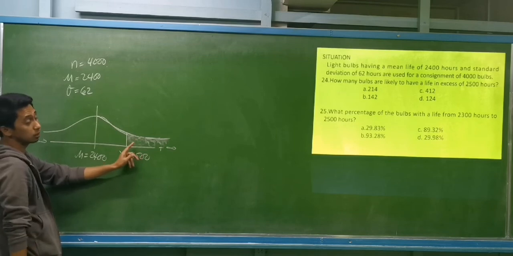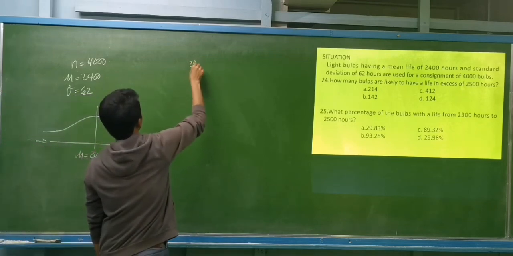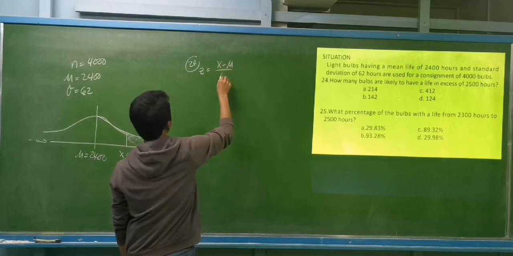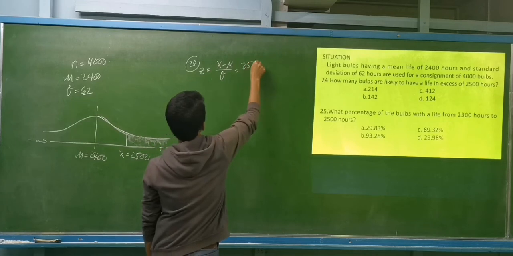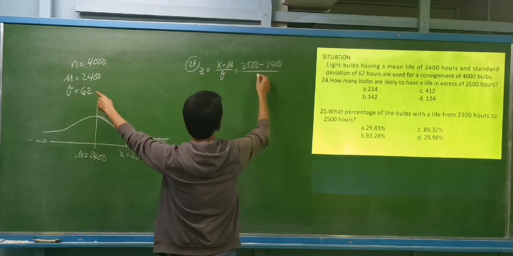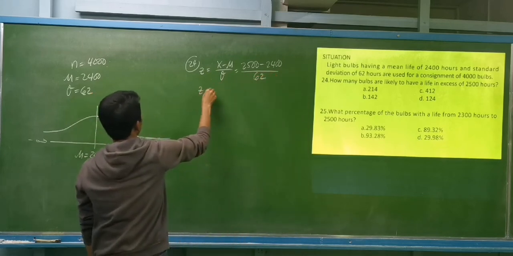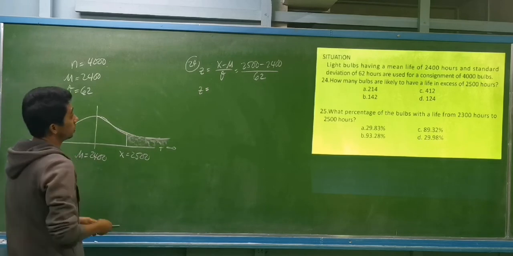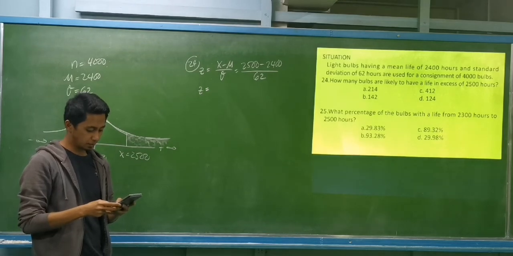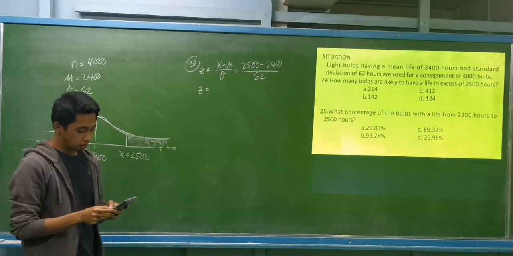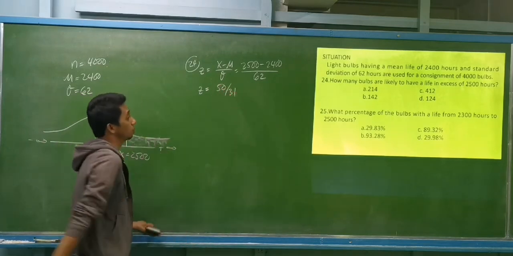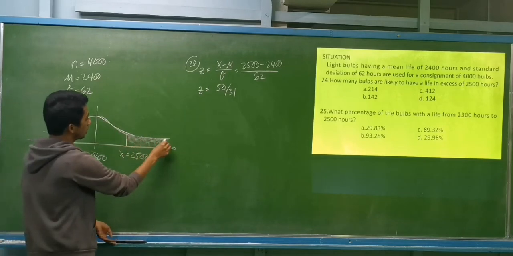Paano natin kukunin ito? So kunin natin yung equivalent number 24, yung equivalent z ng x, that is x minus mu divided by the standard deviation. Is equal to 2,500 minus 2,400 divided by standard deviation na 62. So, ano yung value ng equivalent ng z for 2,500? 2,500 minus 2,400 is divided by 62. So, this is the same as 50 divided by 31. So, paano naman natin kukunin yung area na to using mode?